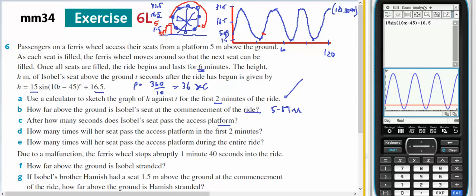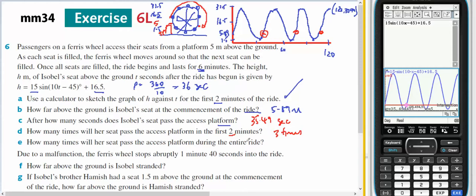So I'm looking for the second time we get to 5. So if I do analysis, G-solve intersection, I'm not looking for the first, I'm looking for the second, which is 35.494, so 35.49 seconds. After how many times will a seat pass in the first 2 minutes? Once, twice, 3 times. I'm only looking for the second time that it's at 5, because the first time it will be at 5 will be on the other side.